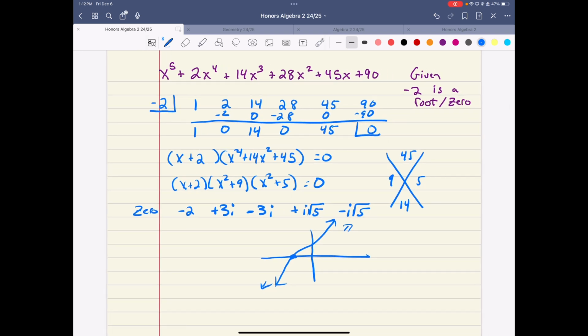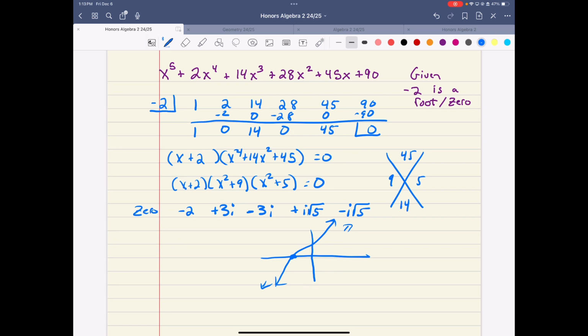Okay, it's up there. The graph part, whatever. Finding the zeros, that part should be good. It'll just be the graphing part that I'll show you what the actual graph looks like.